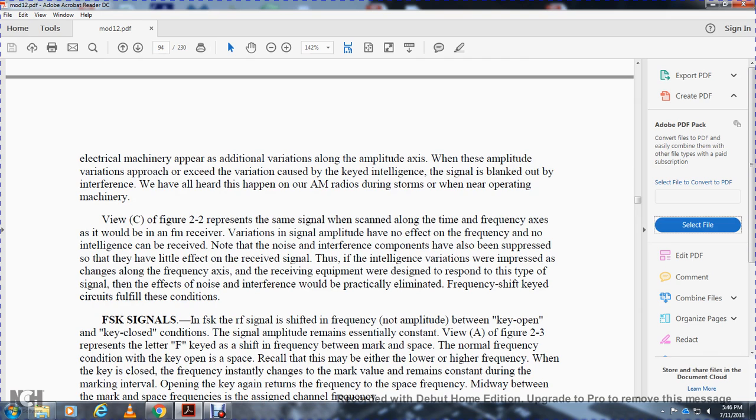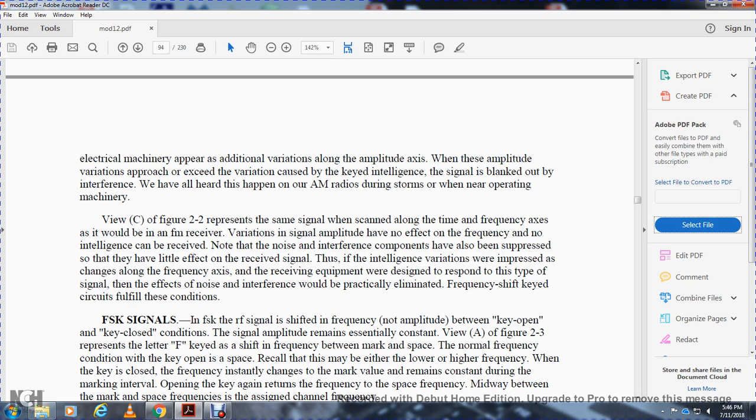Now figure 2-2 represents the same signal scanned along the time and frequency axes, as it would be in an FM receiver. The amplitude variation has no effect on the frequency, so no intelligence can be received. Note that noise and interference have also been suppressed so that they have little effect on the received signal. The intelligent variation is impressed as a change of frequency, and the receiver is designed to respond to that type of signal. The effect of noise interference would be practically eliminated.